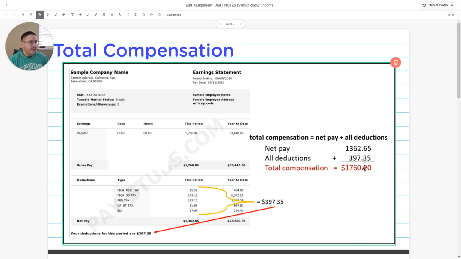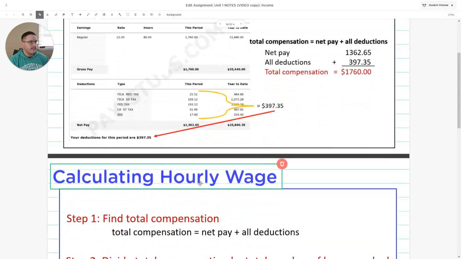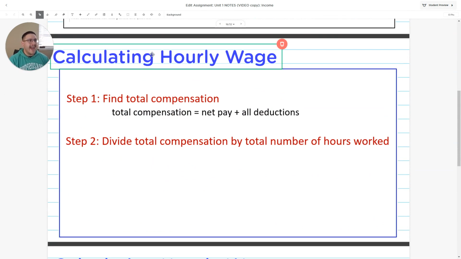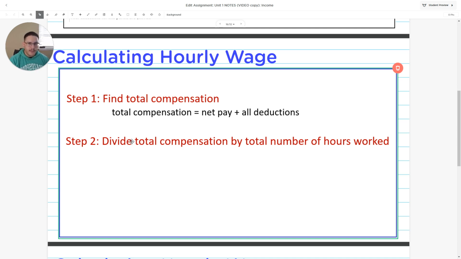So total compensation in this particular example is $1,760. From our net pay, we add all our deductions, and then our gross pay is what we consider our total compensation. One of the problems that we're going to figure out how to solve is calculating hourly wage through our total compensation. So first, we're going to find the total compensation, and then from there, divide by the amount of hours that we worked, and we will have our hourly wage from there.